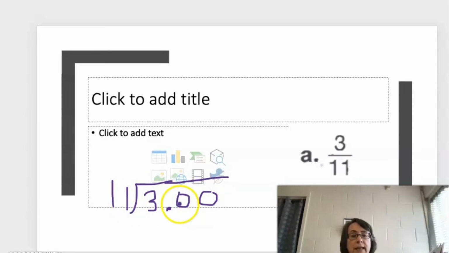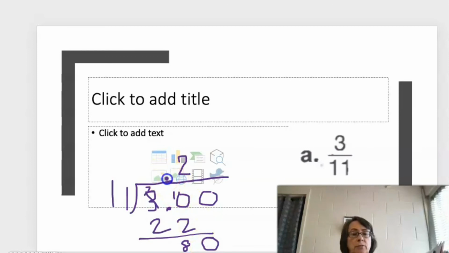Okay, and 11 into 30 is going to go 2 times, because 2 times 11 is 22. Then we're going to subtract and get 8. And bring this down. This is now an 80, isn't it? We bring down the next 0, and I remember our decimal is right here. So 11 into 80 is going to go 7 times. 7 times 11 is 77, which will go there. 77 from 80 would be 3.